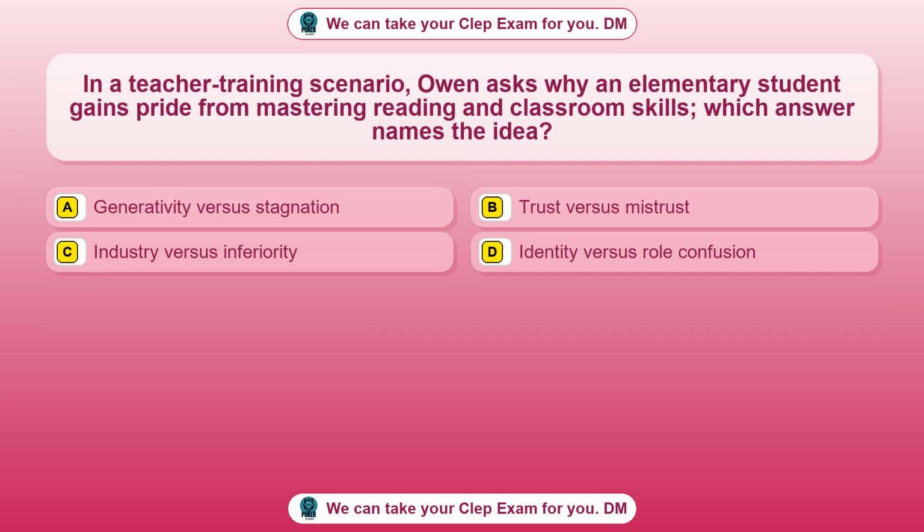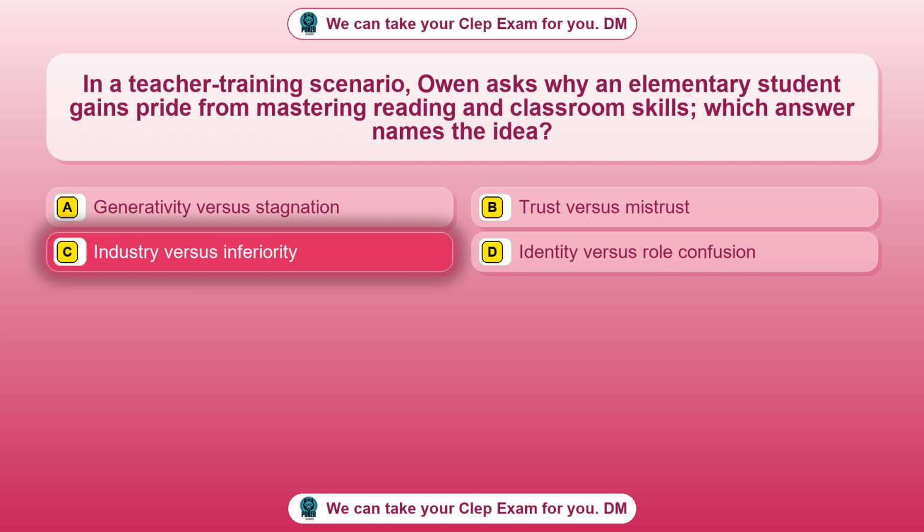Question 19. In a teacher training scenario, Owen asks why an elementary student gains pride from mastering reading and classroom skills. Which answer names the idea? Option A, generativity versus stagnation. Option B, trust versus mistrust. Option C, industry versus inferiority. Option D, identity versus role confusion. The correct answer is option C.